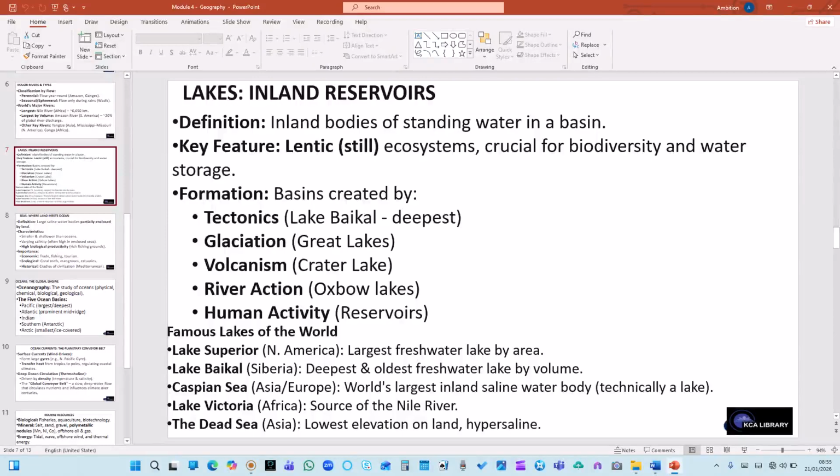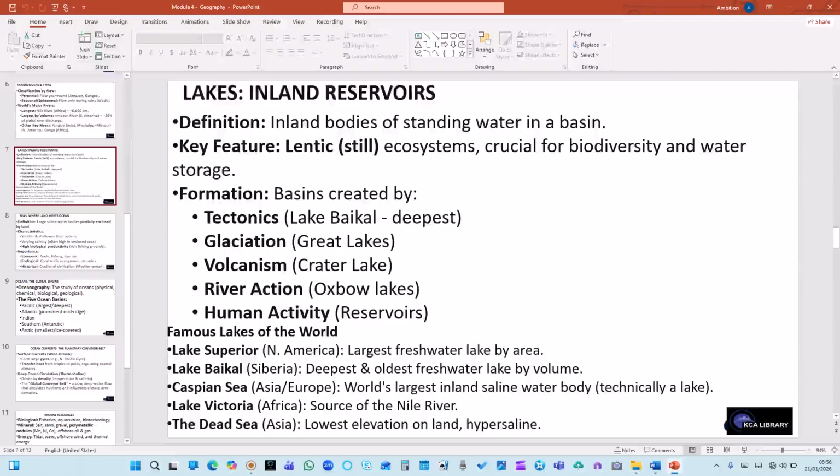Now let us look at famous lake in the world. We have Lake Superior, which is located in North America, which is the largest freshwater lake by area. So Lake Superior is the largest freshwater lake by area.